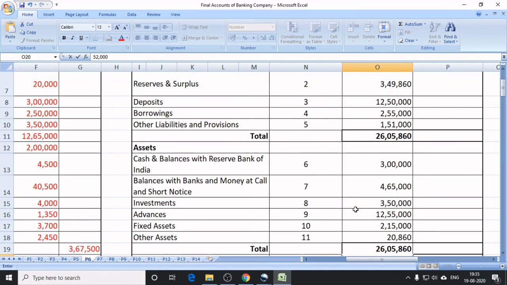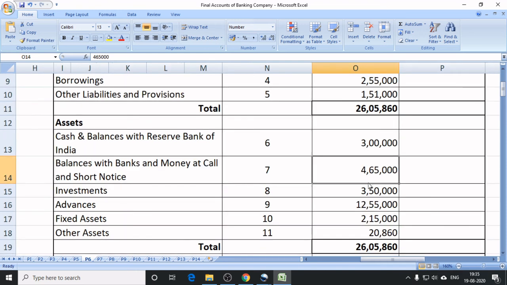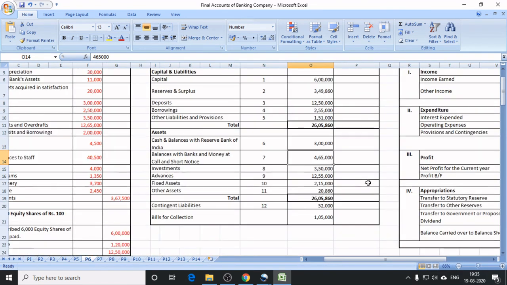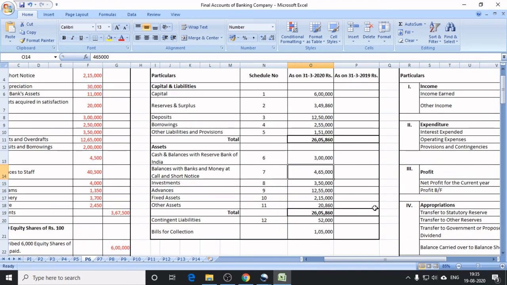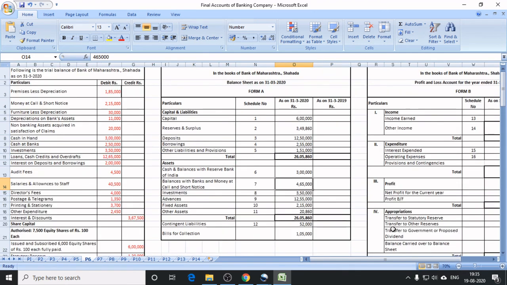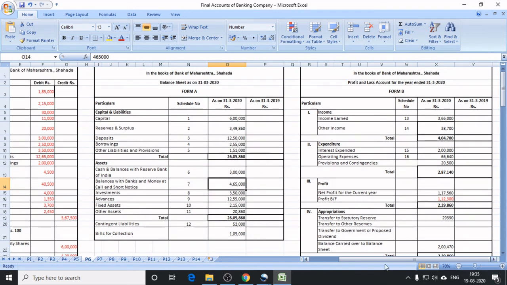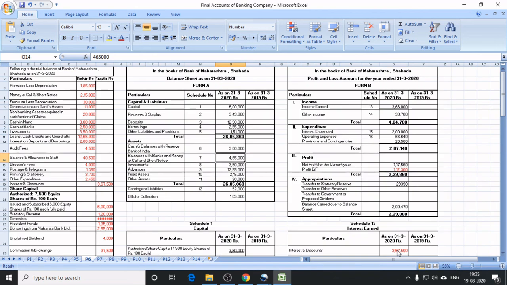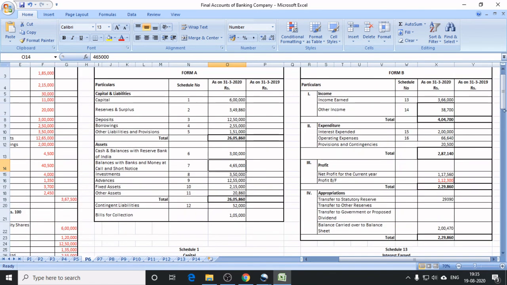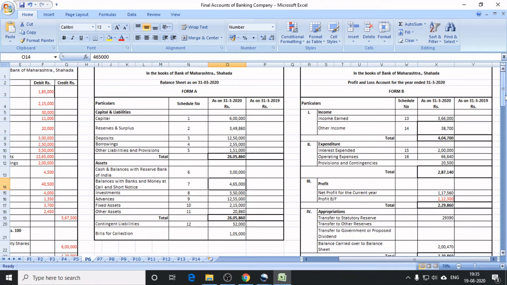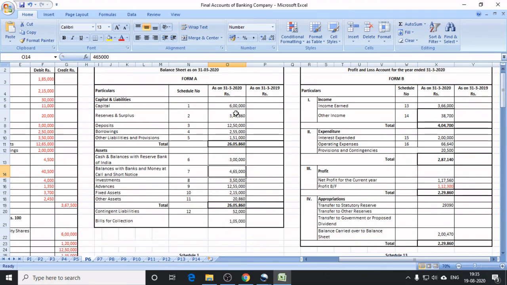You can see here the balance sheet. Now you can see here the balance sheet is tallied. See, the total of liabilities equals the total of assets. So the balance sheet is tallied. This account is also closed. Thank you.